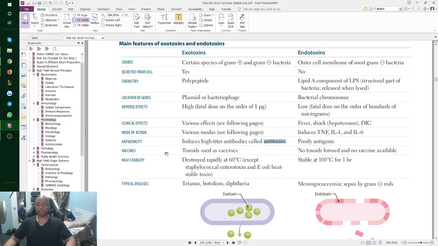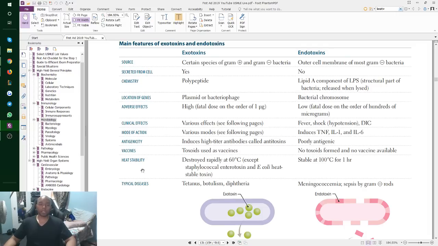Exotoxins for vaccination, toxoids used as vaccines, right? You're going to see a lot of this as we go through, like even with Clostridium. Oftentimes you have to use the toxoid as a vaccine to generate antigenicity because they have antigenicity. Whereas for endotoxins, the toxoid form won't really help because even the toxoid is poorly antigenic. There's no immune response to the toxin, which is endotoxin. Exotoxins have a high immunogenic response.